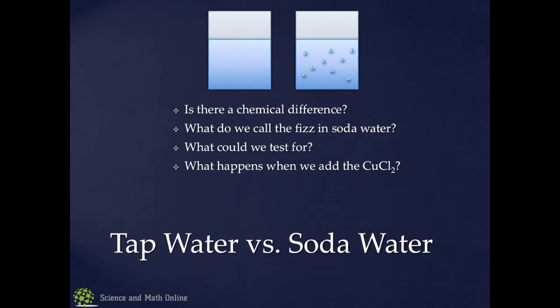So we're going to add a chemical called copper(II) chloride or cupric chloride. And when we add this chemical, it reacts with carbonate ions, and if they're present, it's going to form this cloudy blue solid that's going to eventually settle to the bottom of the container. And so when we add it to the tap water, nothing happens. We just get blue water. There's no chemical reaction. But when we add it to the soda water, we get these cloudy little solid particles of what is now copper carbonate that then settles to the bottom. And we proved that there were, in fact, carbonate ions in the soda water.